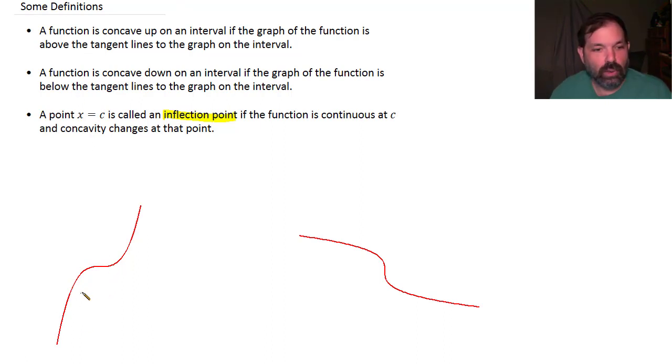So, for example, if we look at this curve on the left, notice how the curve is continuous. And if we were to draw the tangent lines over that portion, the tangent lines are all above the curve. And so here it's concave up. And then it switches. Now, if we were to draw the tangent lines, they would all be below the graph of the curve. Here it's concave down. And so there's a point in here. This is an inflection point.